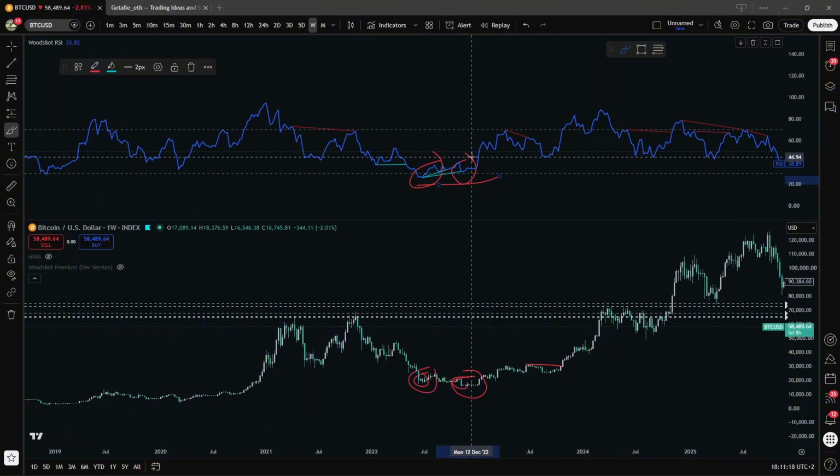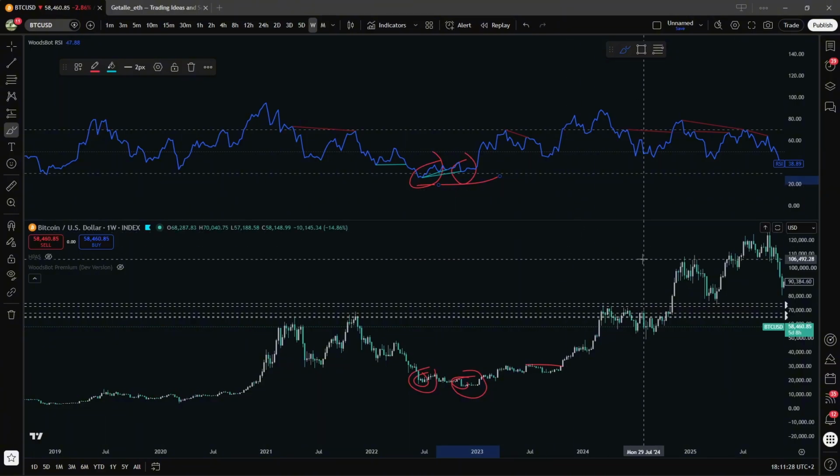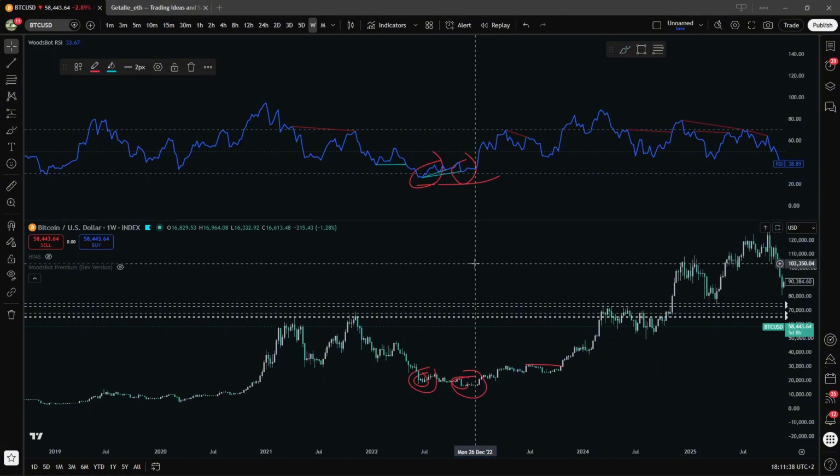And this is why having confluence like the RSI indicator and RSI divergence is so important in trading, because not everything is visually seeable on the chart itself. You can't see strength and weakness just by looking at the chart. You need indicators like the RSI, for example.